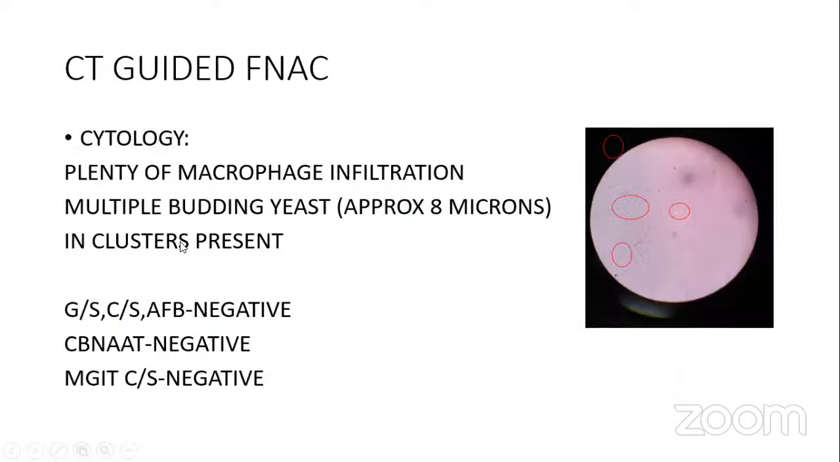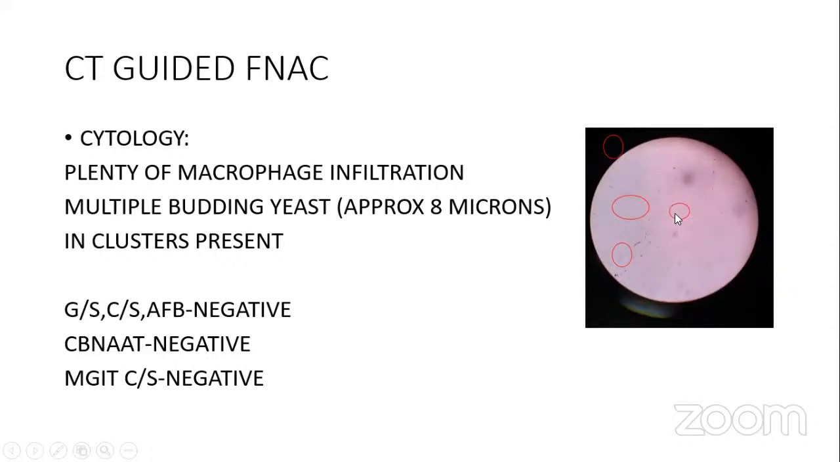From the cytology, we have plenty of macrophage infiltration with multiple budding yeast cells. As you could see here, we had multiple budding yeast cells, which were approximately 8 microns in size, and clusters were present. Here you could see one with encapsulated budding yeast cells. Here you could see one more.